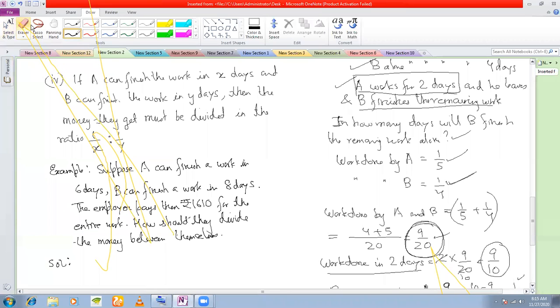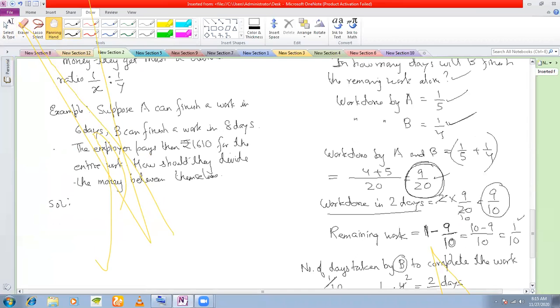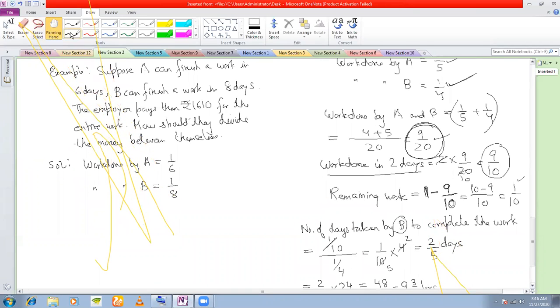Now see the point here is that A is finishing the work in 6 days. So what is the work done by A? Work done by A is 1 by 6. Work done by B is 1 by 8. We don't have to find the work done together. We simply need the work done by A and work done by B.